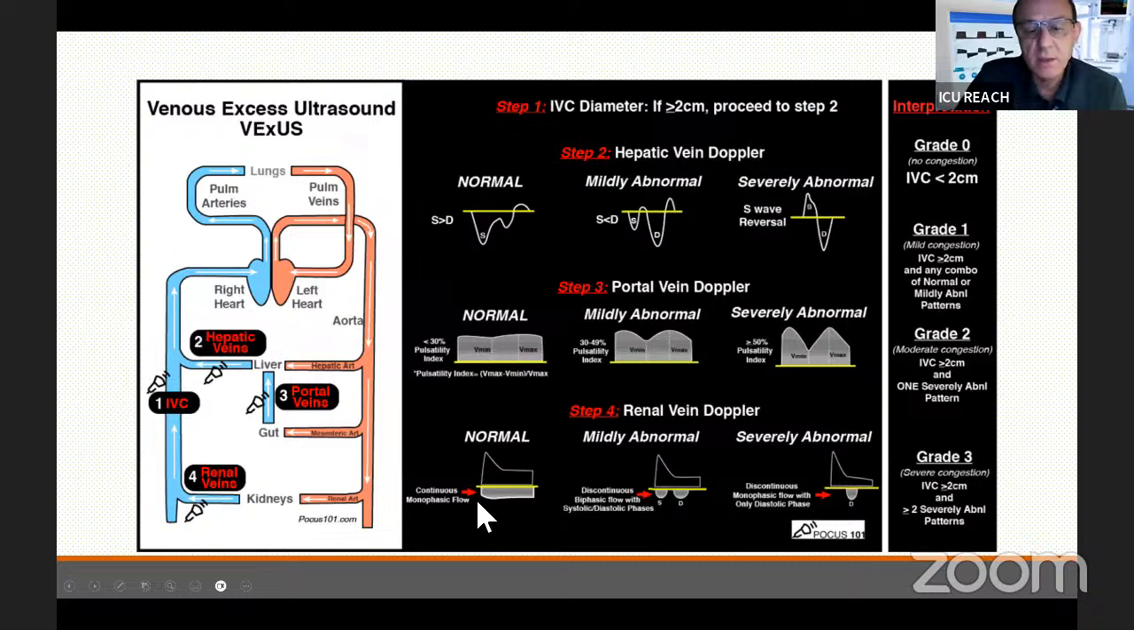Usually you should have the continuous monophasic flow like this. If you started seeing discontinuous biphasic flow, it indicates mild abnormal congestion. And if you start seeing the discontinuous monophasic, only the diastolic phase, you don't see the systolic wave, at that time, this is severely abnormal. And of course, here you can actually divide, scale this into grade 1, grade 2, and grade 3, depending on what combination of abnormalities you have.